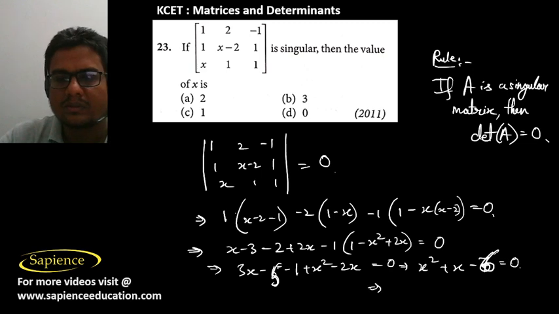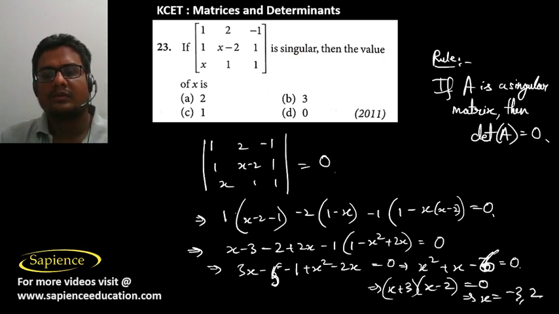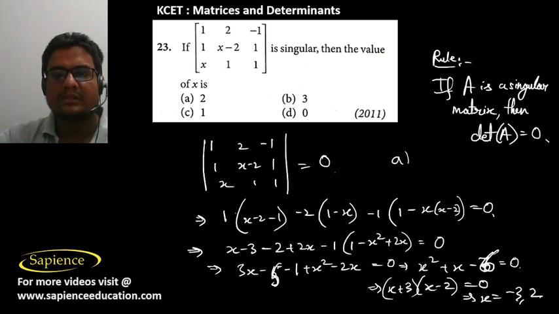So 2 3 are 6, so I can say this is x plus 3 into x minus 2, that is equal to 0. It means x can be equal to minus 3 or 2. So the value of x can be 2. So option A is the correct answer.